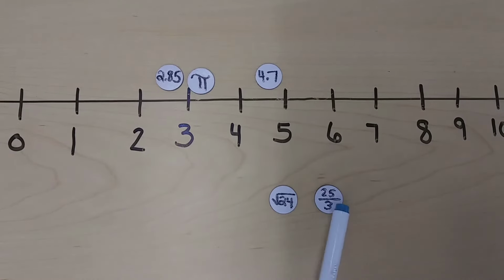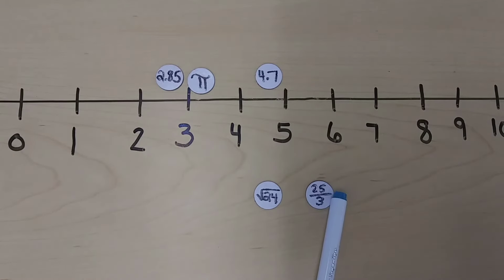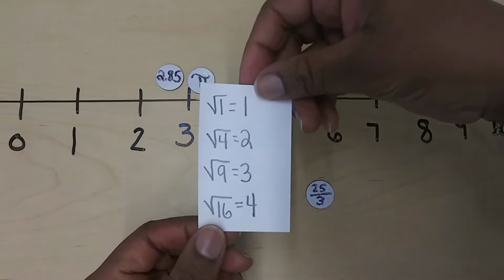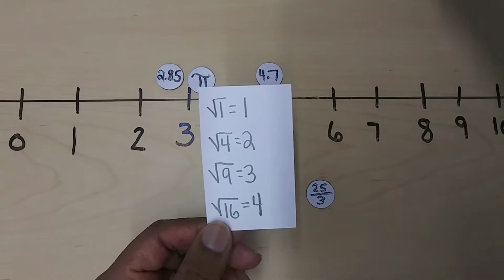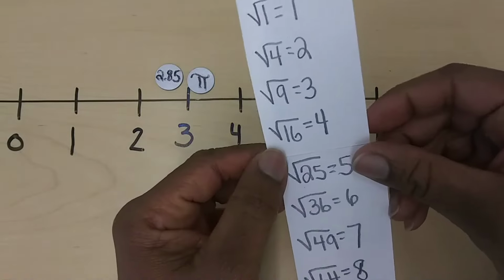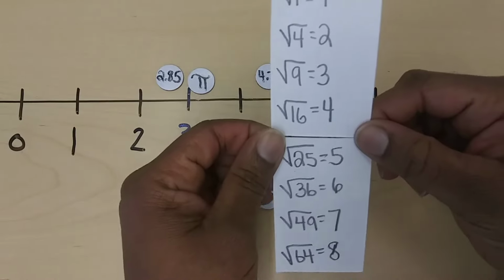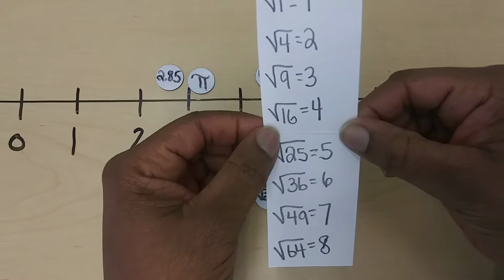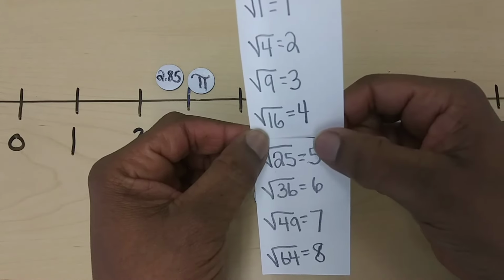I have the square root of 24, and I have 25 thirds left. Let's look at the square root of 24. The square root of 24 falls between which two whole numbers? Okay, and I do have our perfect square cards. If you don't have these, you can make your own list before you get started. So looking at this, the square root of 24 falls between the square root of 16 and the square root of 25, right? So it's between the whole numbers of 4 and 5.